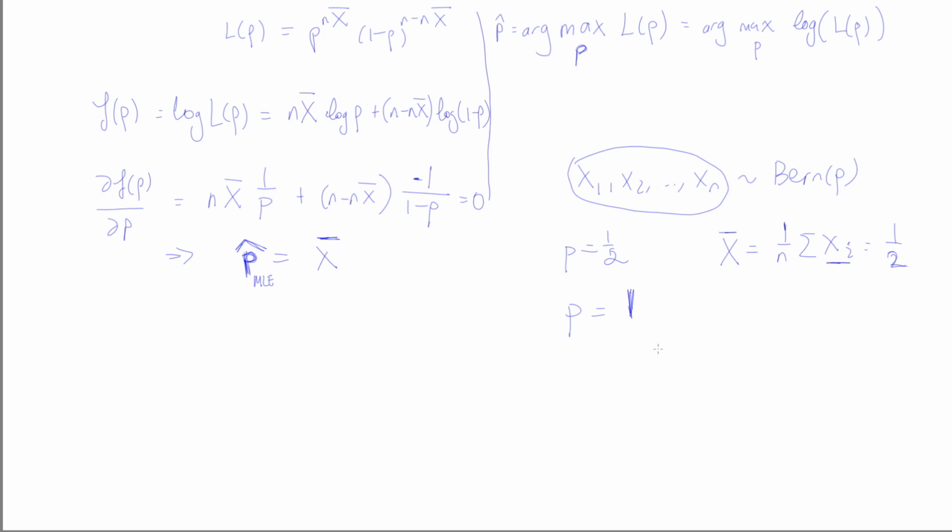Okay. Hopefully this is pretty clear to you guys. So now let's move on to something slightly harder. Okay, so we saw a couple of discrete distributions. Now I want to look at a continuous distribution.